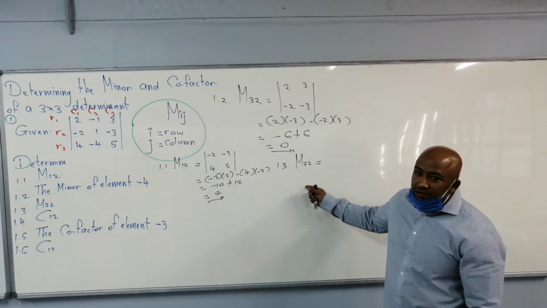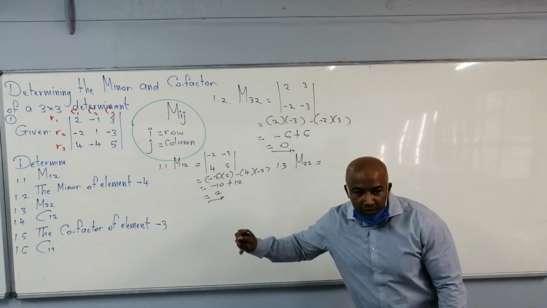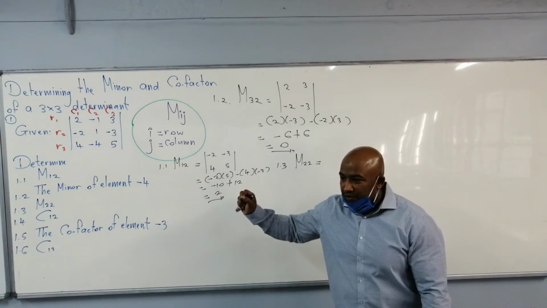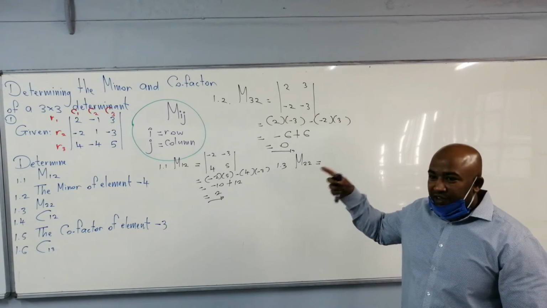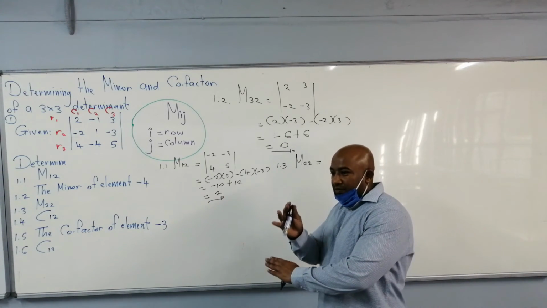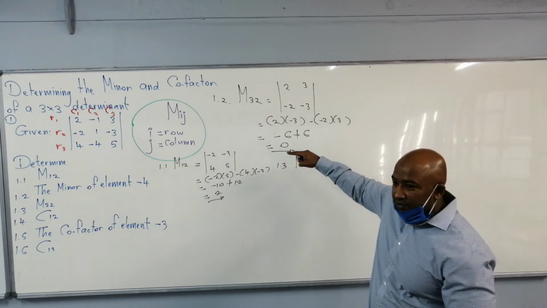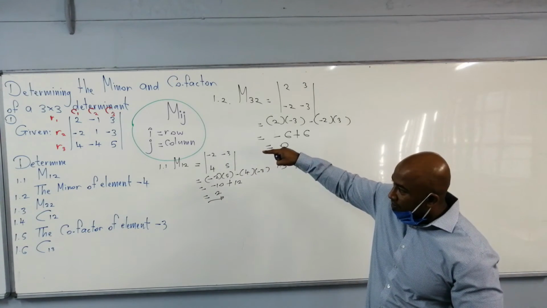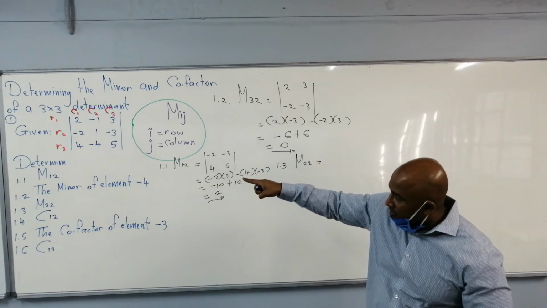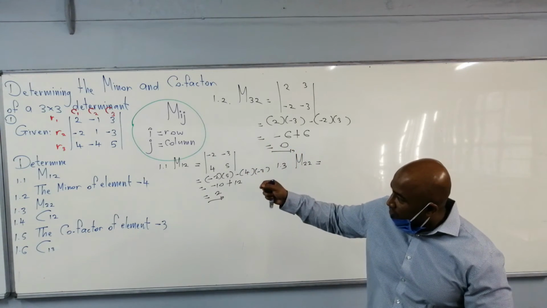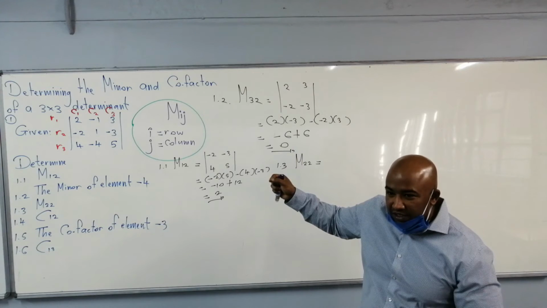So M22 means block row 2, block column 2. Can you see it? Eventually, for now, you take your pencil and block it. Eventually, you just use your mind and block it off. So you block row 2, block column 2, and you're left with 2, 4, 3, 5. Can you see that?